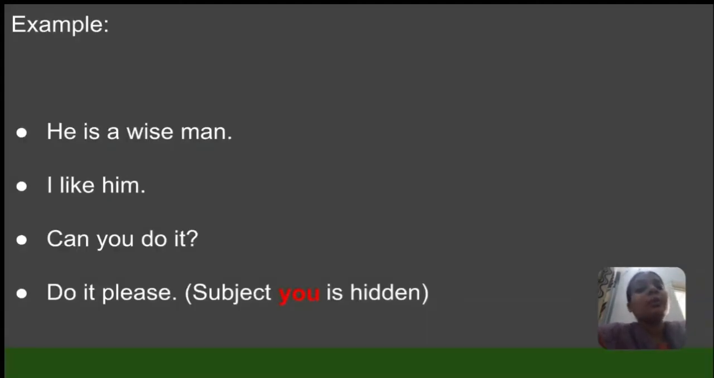Now let's have a look at some more examples of independent clauses. Like, he is a wise man. I like him. Can you do it? Do it please. Here the subject you is hidden. In all these four sentences, you are able to find the two main elements of a clause. First, there is a subject, like he, I, you, and in the last one, you is hidden. Then the verb, like is, like, do. In the last two there is do. So these are all examples of independent clauses.